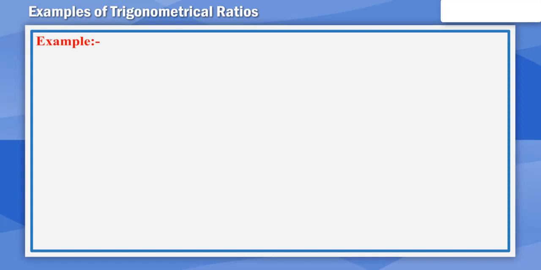Let's take the next example. Prove 1 plus tan square theta into 1 plus sine theta into 1 minus sine theta is equal to 1.